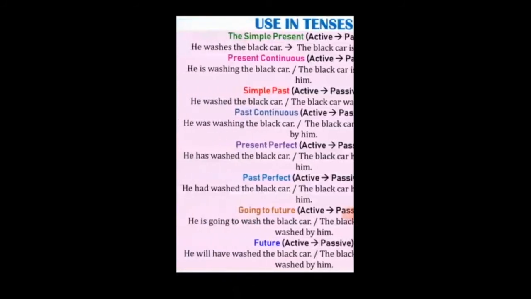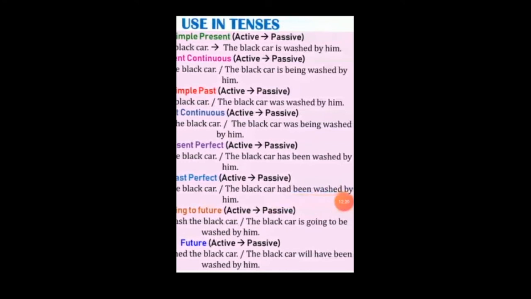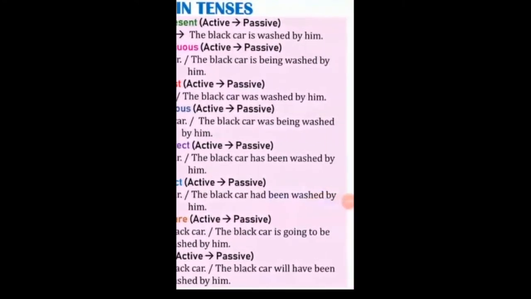Then we have past continuous tense. Past continuous tense, the sentence in the active voice is he was washing the black car. He was washing the black car. Past continuous. Okay. The passive voice sentence is the black car was being washed by him. The black car was being washed by him.